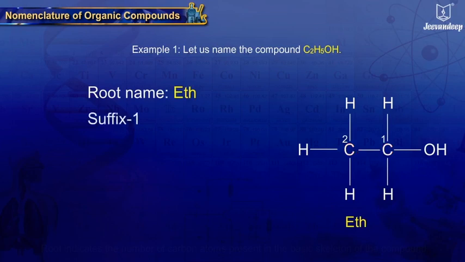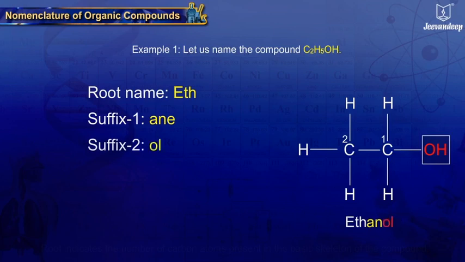2. Suffix 1. As all the bonds between carbon atoms are single, the first suffix is -ane. 3. Suffix 2. The presence of functional group OH, that is alcohol, will replace the e of ethane by -ol. Thus, we can call it ethanol. As the alcoholic group is attached to the first carbon, the name of this compound is ethane-1-ol.